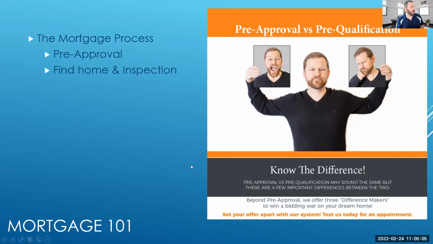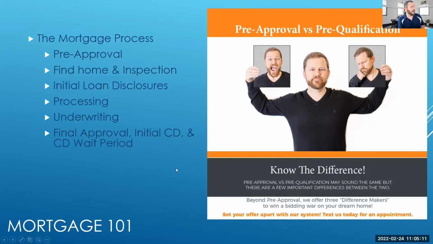Once we get the client pre-approved, at that point they can go out shopping for a home. As you can see here, when they find a home, the next step is getting a home inspection. Obviously, with this current market right now, not all clients are getting home inspections. They're foregoing that because they want to get their offer accepted. But in the typical regular market, that's pretty common.